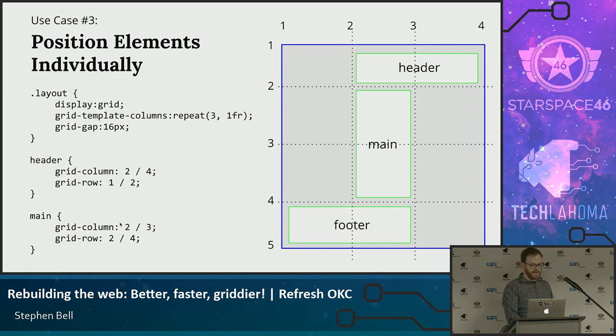Yeah, so same thing here. The main element, this one is going from 2 to 3, and then the row is going from 2 to 4. And then footer, you can imagine, I don't have space for it.